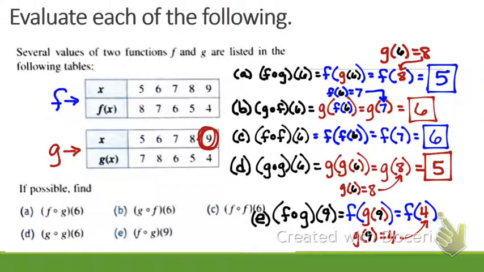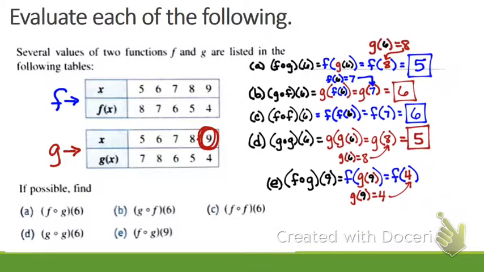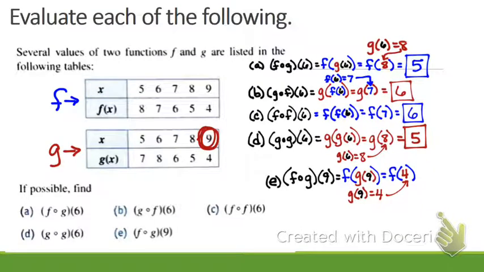Now I go where? I go to F of 4. What happens when you get over to the F table? There is no 4. Is it possible for us to find this then? Well, no, because you never know what it's going to be. I don't have a function rule that I can sub it into. All I have is this table showing me inputs and outputs, and I don't have an input value of 4. So I'm stuck. This is not possible for me with the information that I've been given.